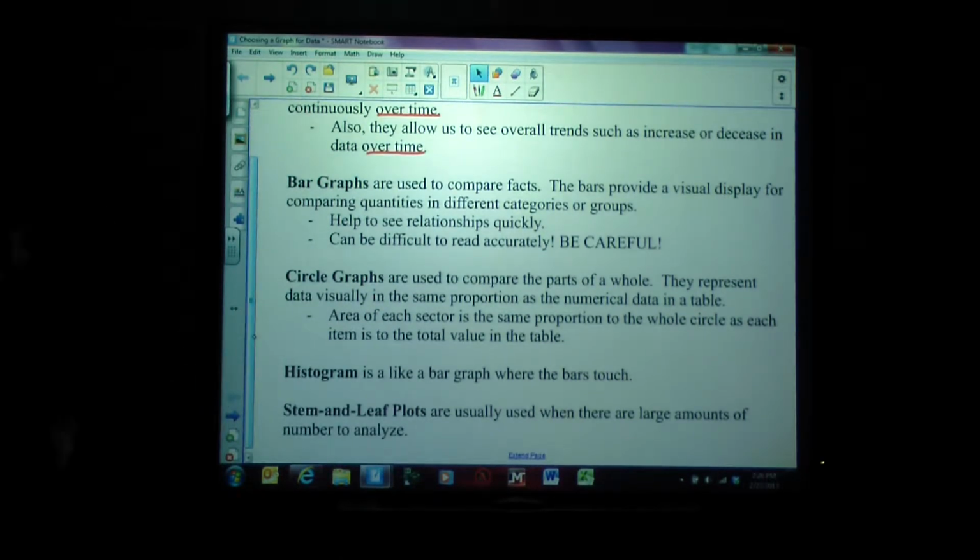Next are bar graphs. Bar graphs are used to compare facts. The bars provide a visual display for comparing quantities in different categories or groups. So in comparing things for categories and groups, bar graphs can be great. They help see relationships quickly. It's easy to see. However, you should be cautioned. It can be difficult to read accurately, so be careful.